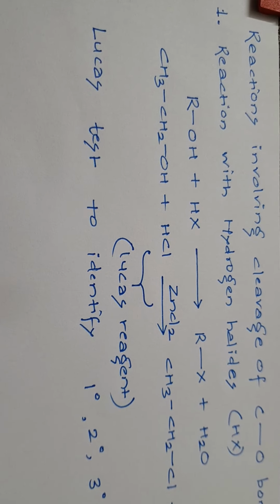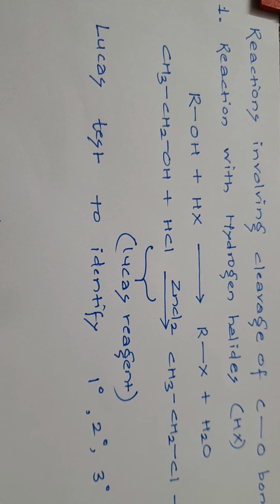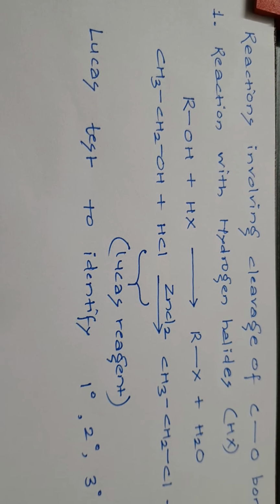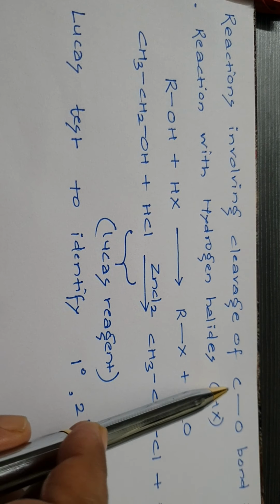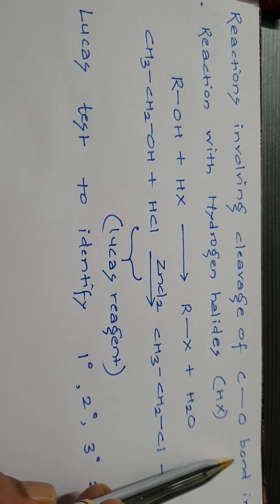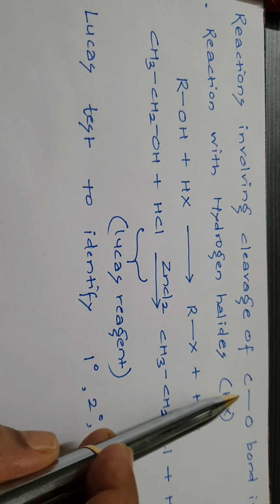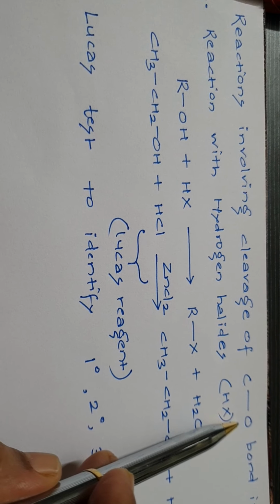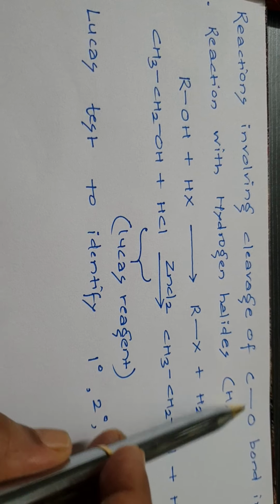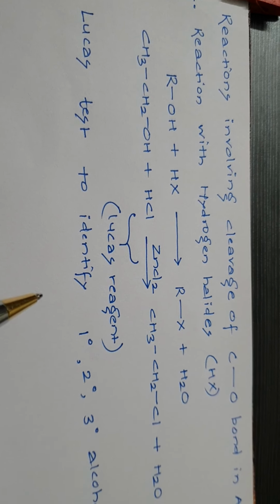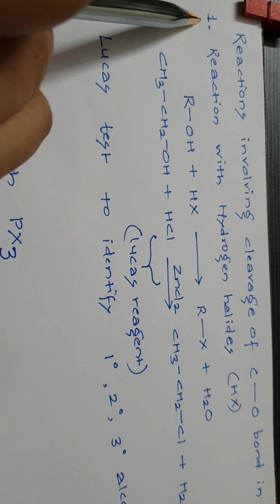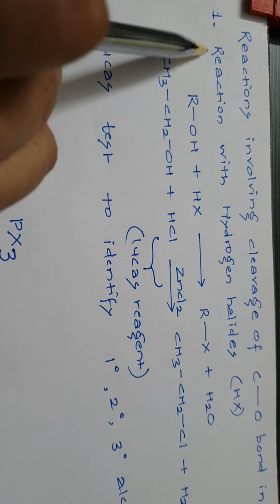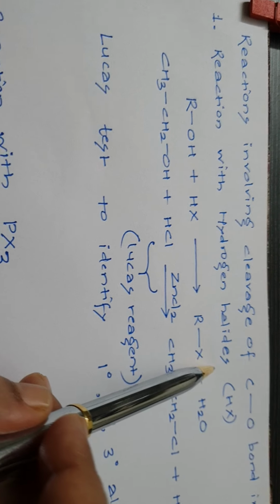In continuation of chemical properties of alcohols, let us now study the reactions involving cleavage of the carbon and oxygen bond. Okay. So, we are going to now study those reactions in which there is a cleavage occurring between the carbon and oxygen bond in alcohols. The first reaction we are going to see is the reaction with hydrogen halide.